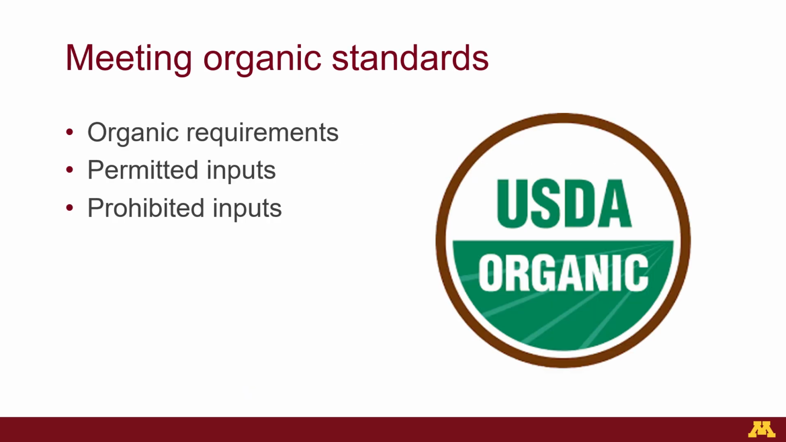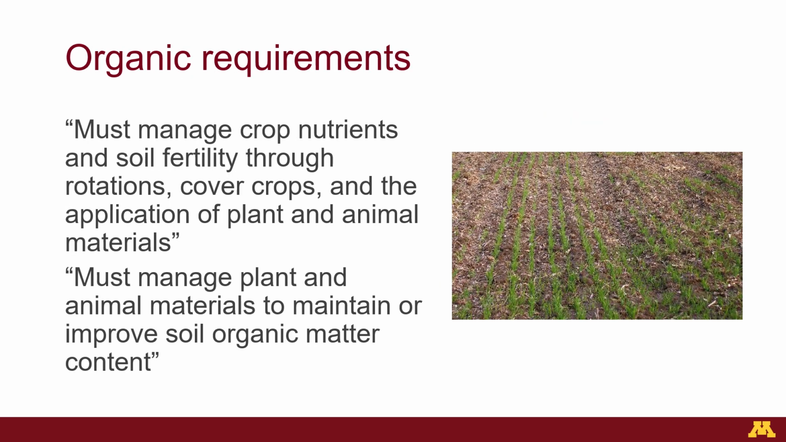The National Organic Rule has stringent standards on how soil fertility needs can be met in organic systems. We will briefly discuss the legal requirements for organic fertility and will outline which inputs are permitted and which are prohibited. The National Organic Program states that organic farmers must manage crop nutrients and soil fertility through rotations, cover crops, and the application of plant and animal materials. Specifically, you must manage plant and animal materials to maintain or improve soil organic matter content.